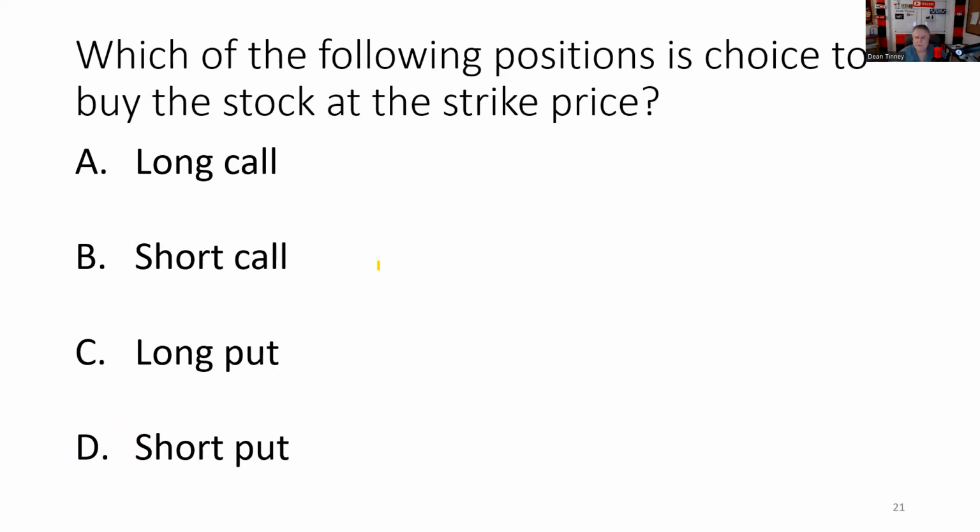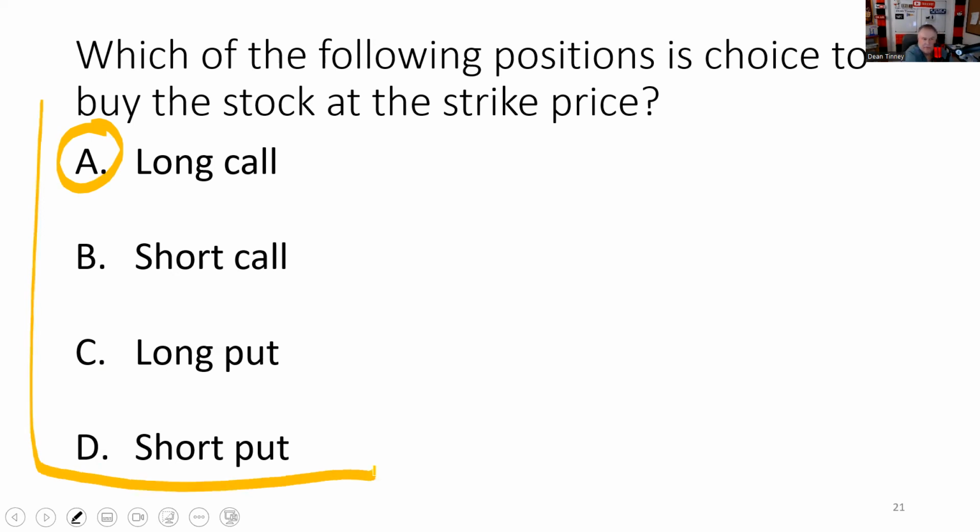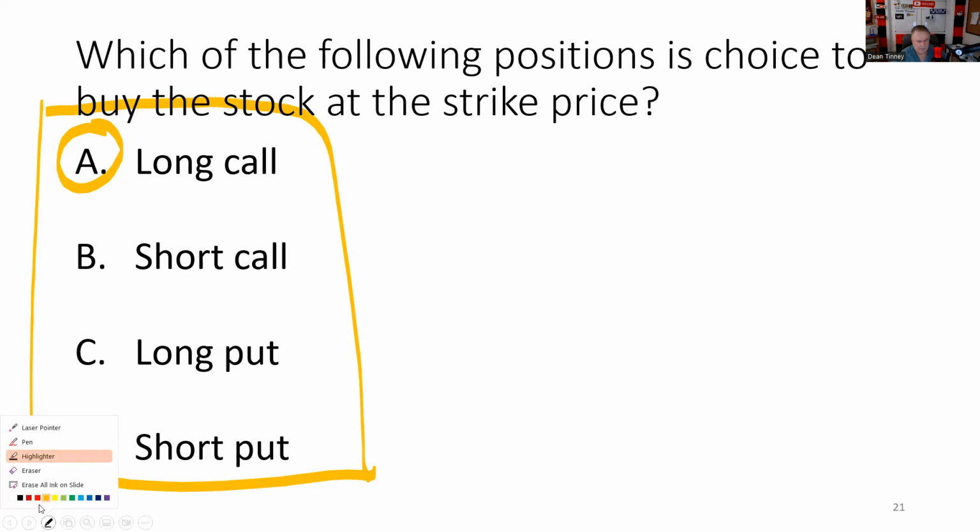Which of the following is a choice or right to buy the stock at the strike price? And that's going to be a long call. Again, we have 2 types of contracts, calls and puts. You can either buy them or sell them. As you can see, I keep trying to practice, drill, and rehearse you on getting comfortable with these answer sets. Again, this exercise is more about the answer sets than it is the actual questions.